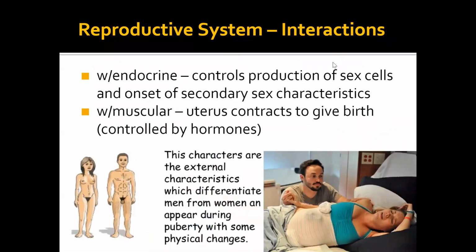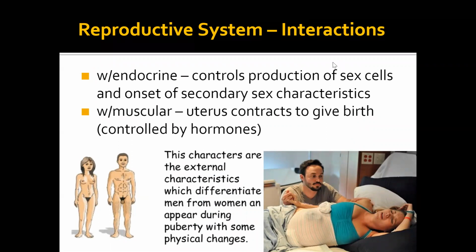Reproductive system is going to interact with the endocrine system. The endocrine system being the system that produces hormones. That is going to control the production of sex cells and the onset of something called secondary sex characteristics. So when you all go through puberty, you're going to get secondary sexual characteristics. Some of you have already gone through this, some of you have not.